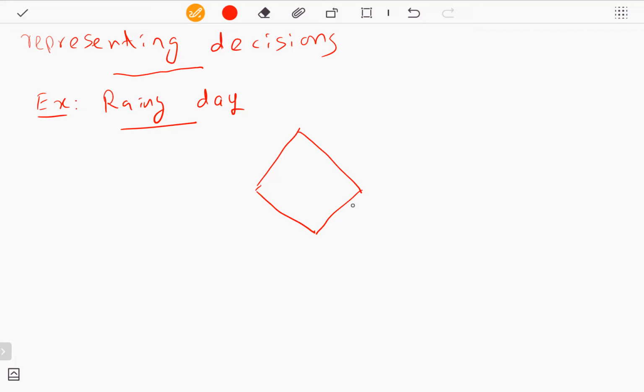Here, draw the decision symbol. Inside the decision symbol, you must label what the decision is, what the condition is. You must indicate it. Here, the condition is rain. Put rain here and put the question mark. The meaning is: is it rain or not? That's the meaning. There are two events.